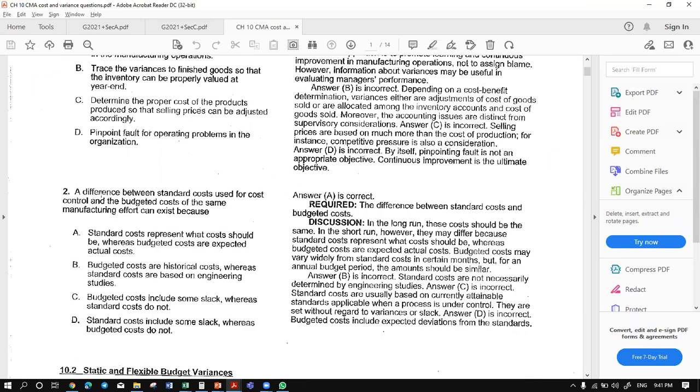Okay, question number 2: the difference between standard cost used for cost control and budgeted cost of the same manufacturing effort can exist because standard costs represent what costs should be, whereas budgeted costs are expected actual costs.